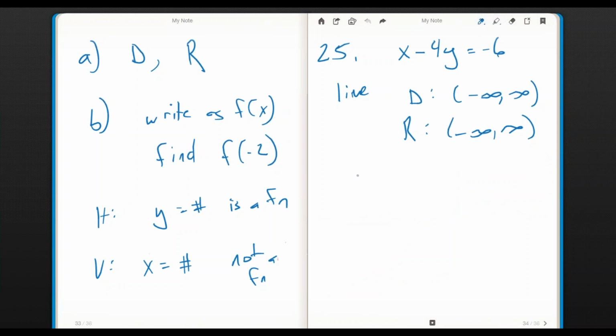If I want to write it as f of x, I just have to solve for y. I think I'm going to move the 6 over here and the 4y over there. That gives me y is equal to x plus 6 over 4. And instead of y, I'm going to use its other nickname and just call it f of x.